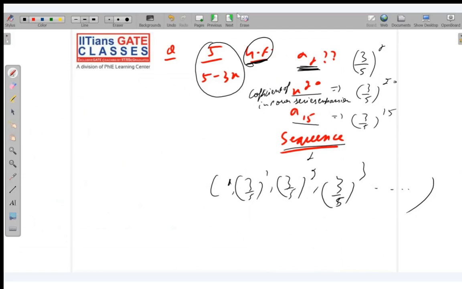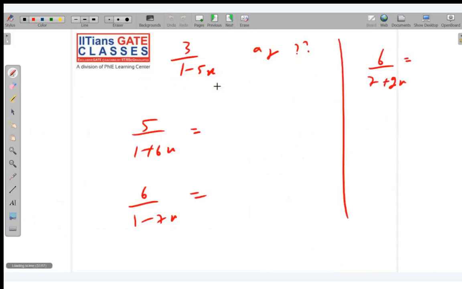Now please take snapshot. I will jump to the next slide. Okay. So next is 3 upon 1 minus 5x.